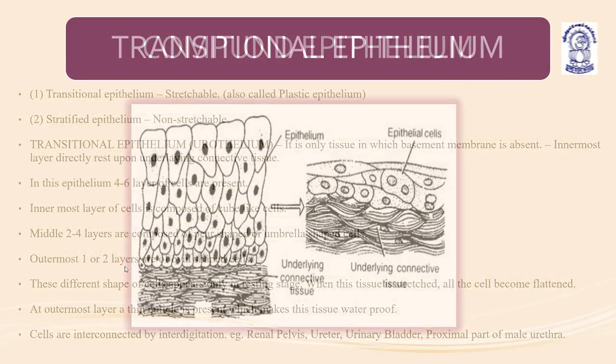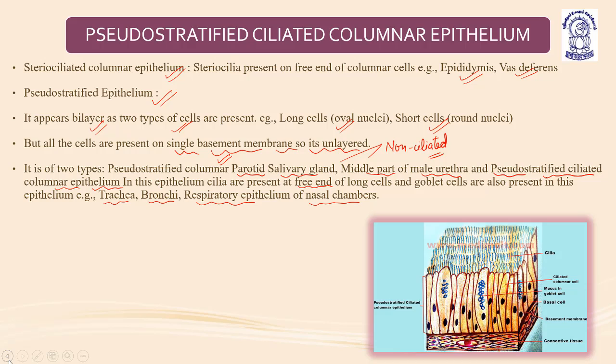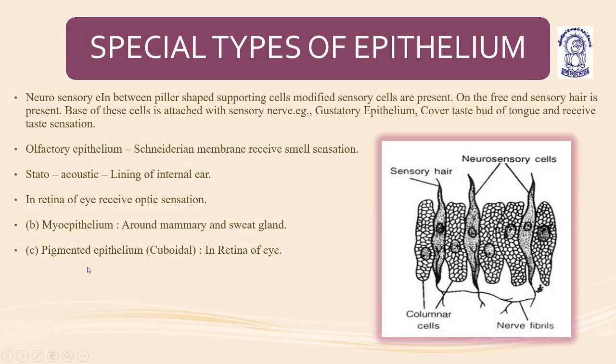Now coming to the next: special types of epithelium. The neurosensory epithelium, or neurosensory cells, are present in between pillar-shaped supporting cells; they are modified sensory cells. On the free end, sensory hair is present, and the base of these cells is attached to the sensory nerve.